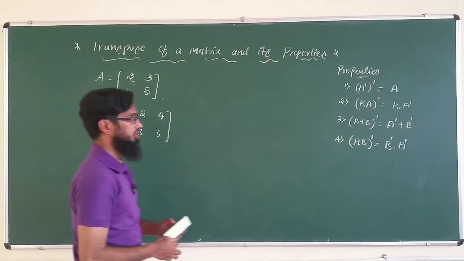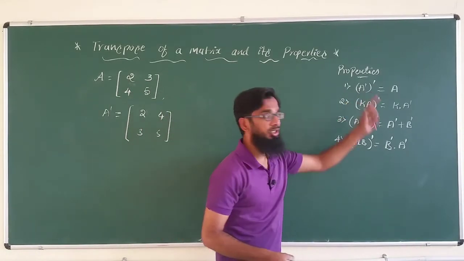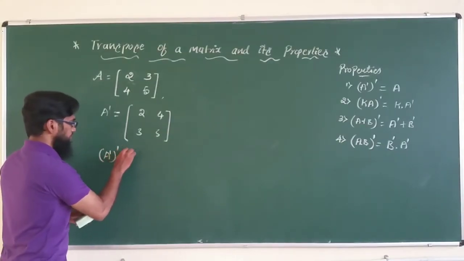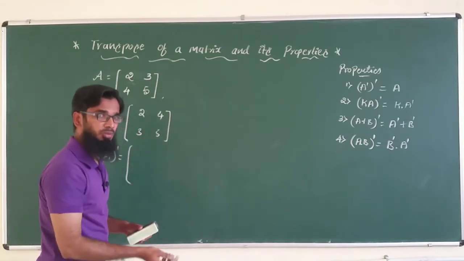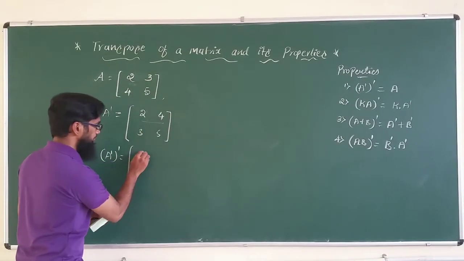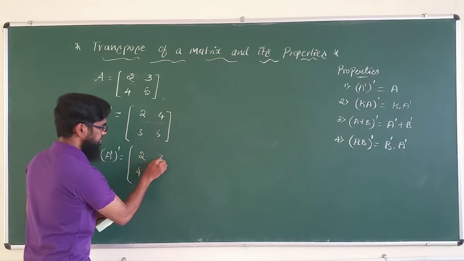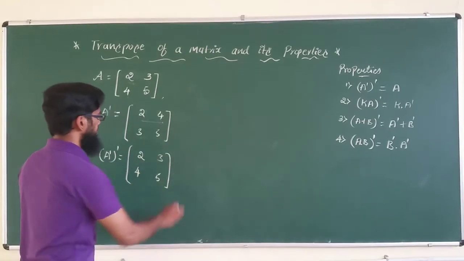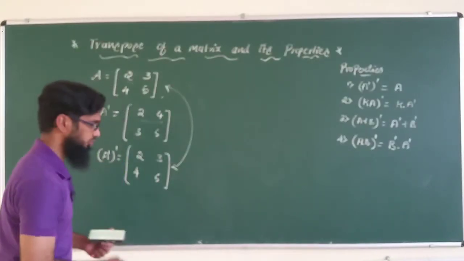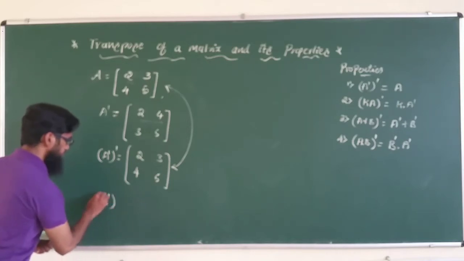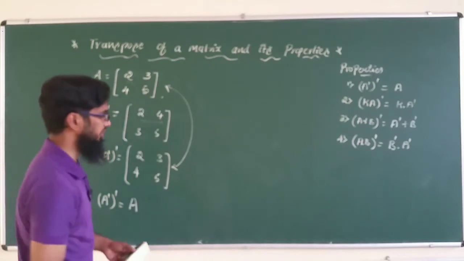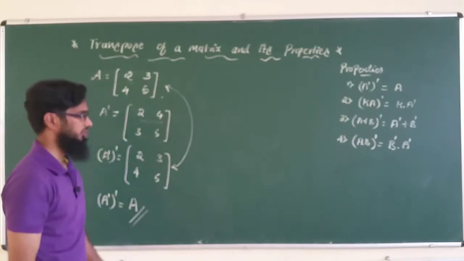Now this part is A transpose. Again I need to find the transpose of this matrix, just interchanging the rows to columns. Take the first row and write it in the first column, that is 2, 3, and the second row, 4, 5, becomes the second column. Now we compare these two, which indicates it is the original matrix itself. So from that we can prove that the transpose of A transpose is equal to the original matrix itself. So this is the very first important point.